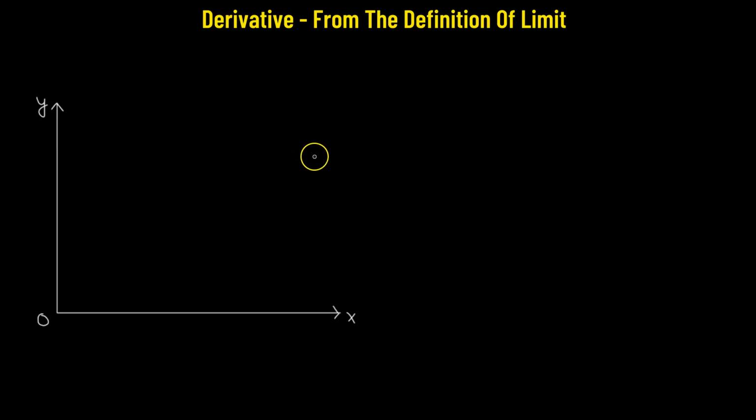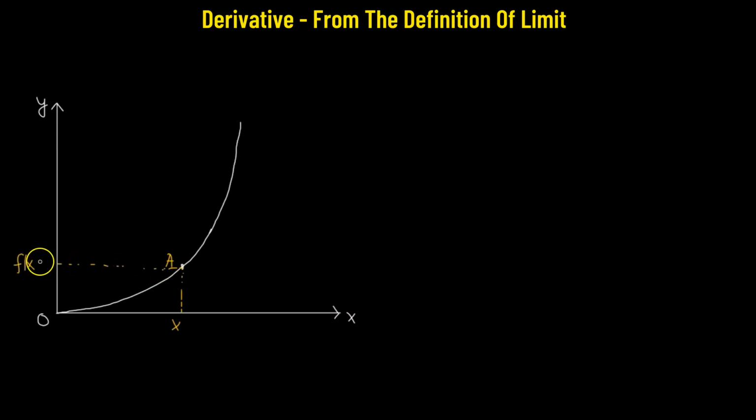So we'll try to define the derivative by using the limit definition. Let's begin by considering a continuous curve. So this is our curve. Now let's consider a point on this curve. This is point A. So this corresponds to x on the x-axis, and the corresponding y value will be f of x.